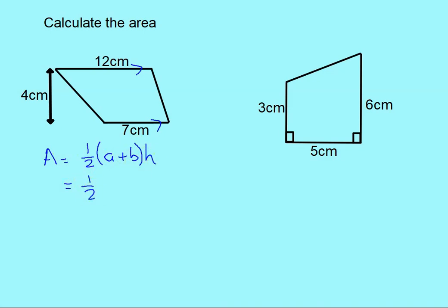So what are my parallel sides? Okay, so 12 and 7, that's 19. Not nice. Times the height, which is 4. Okay, 19 fours, that's pretty easy. I'm still not going to do it because I'd rather do half of 4 is 2 and do 19 twos. Nice and simple. I definitely wouldn't half 19 and times that by 4.